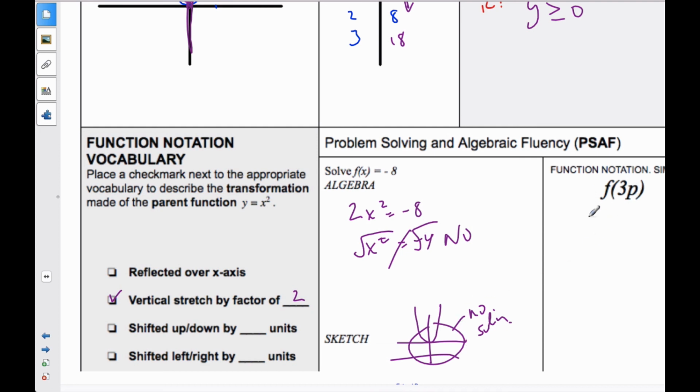And then let's do function notation here. If I'm going to do f at 3p, this is my x value, so it's 2 times 3p squared, which is 2 times 9p squared, which is then 18p squared in simplified form.